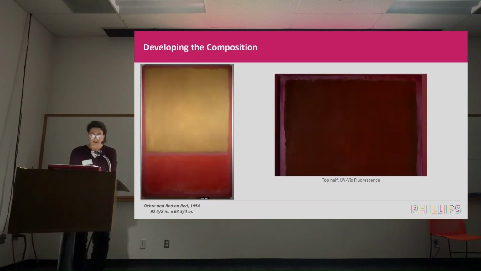And along the top border of ochre and red on red, ochre drips flow upward from an underlying layer in the ochre field of color. In this close-up of the top edge seen under ultraviolet, the drips fluoresce while the surface layer does not. This implies a use of different binding media in these two layers.